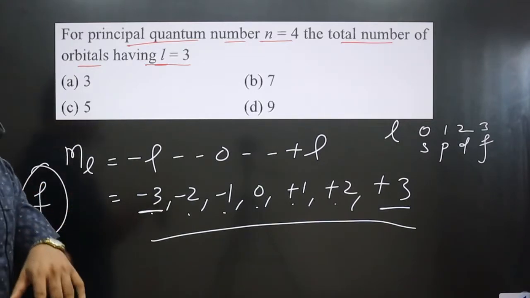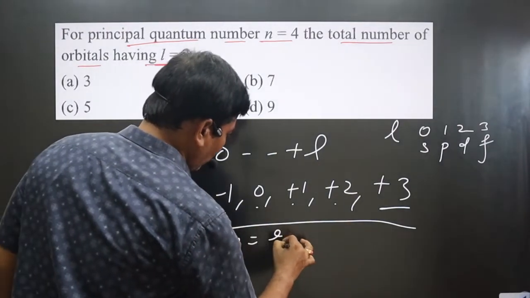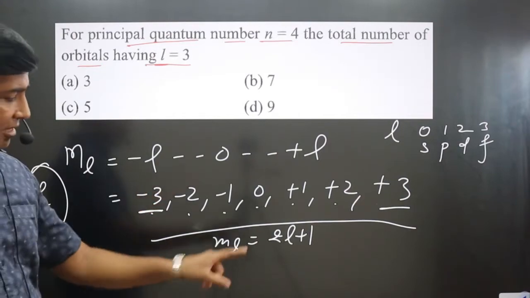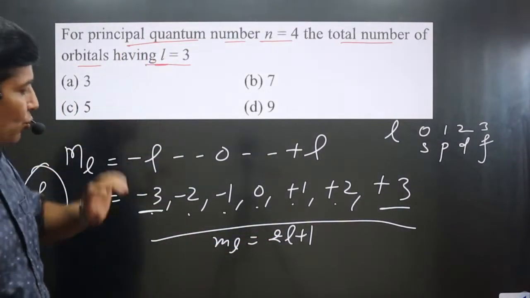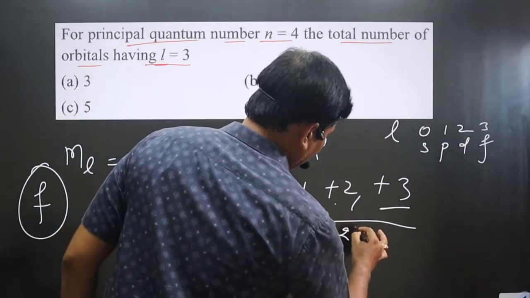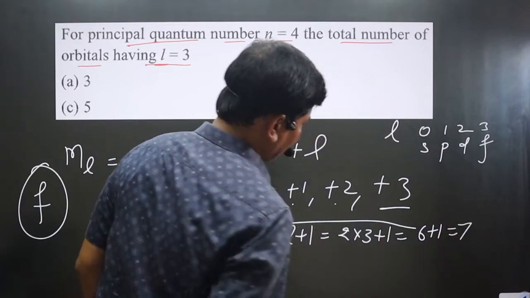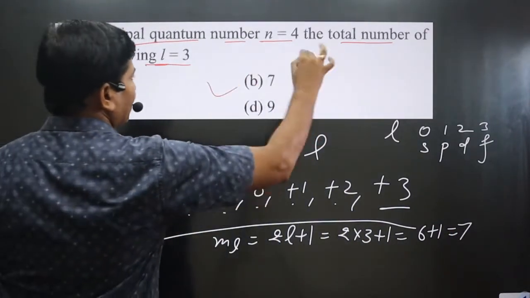There is also one more formula. The number of orbitals ML is equal to 2L plus 1. Directly you can determine the number of orbitals. You can see the ML value depends on the L value. L value is 3, so we plug in 2 multiplied by 3 plus 1. We get 6 plus 1 is equal to 7. So the total number of orbitals is 7.